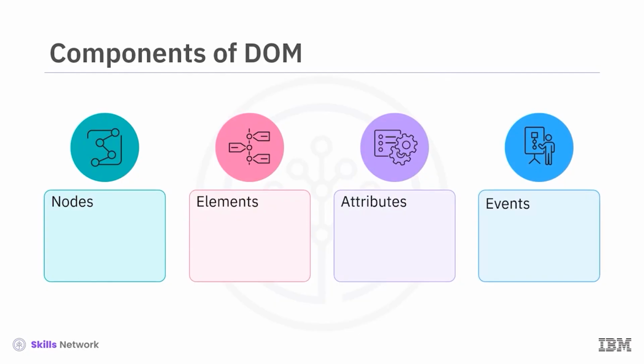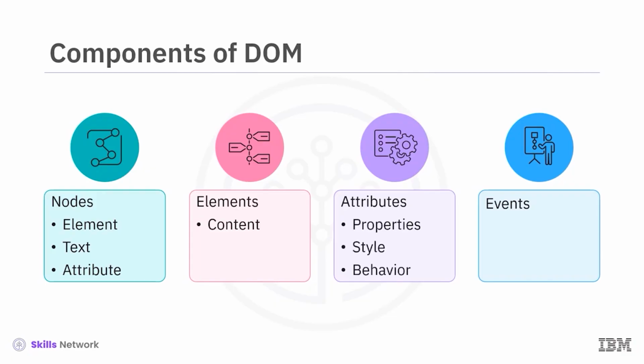The DOM represents the document as a tree structure composed of nodes. There are different types of nodes, such as element, text, attribute, and so on. Elements are the building blocks of HTML documents. They represent the content of the document. Attributes provide additional information about elements. They can specify properties, styles, or behavior. DOM events allow JavaScript code to respond to user interactions or other actions in the document.